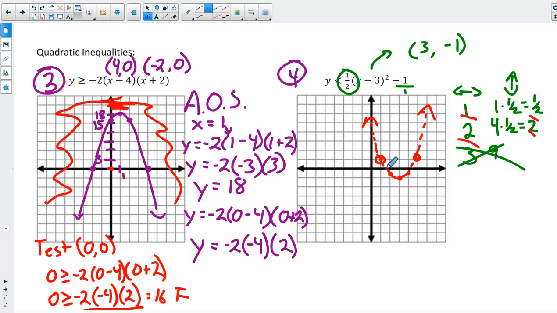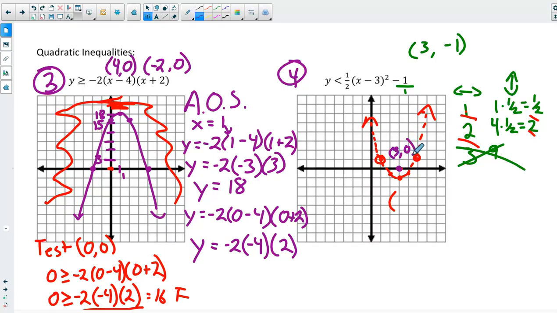All right, we're done? Good? Move on to the next? No. Why not? We got a shade. So, we got a shade. What's our test point? No, we're not doing 0, 0 this time, because I don't want you to think you have to do 0, 0. We're going to do something else. So, we're going to test that dot right there.